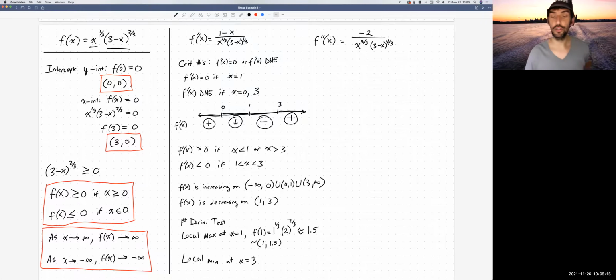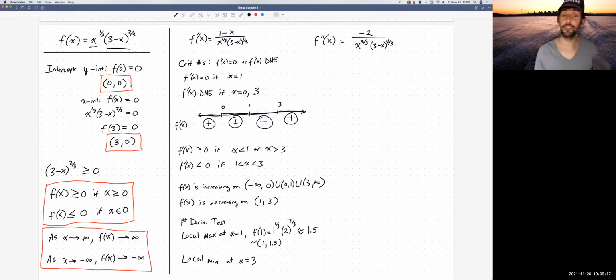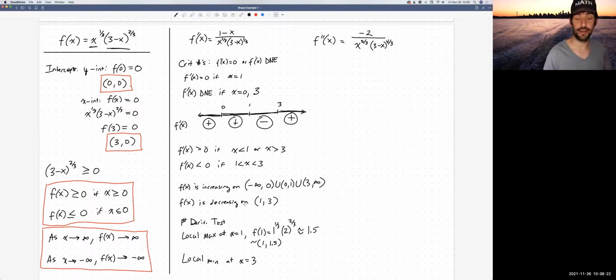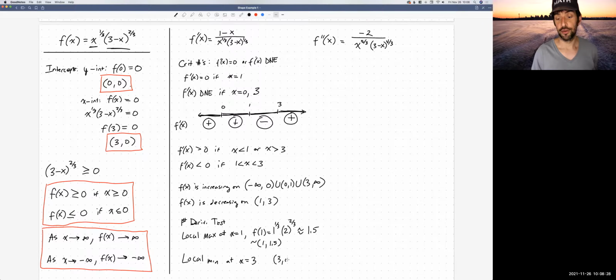And so we have a local minimum there. This is one of those critical points where the derivative doesn't exist, so we think maybe there's a corner there, something like that. But in any event, the first derivative test tells us there's a local min at x equals 3. And we already know that point. That was one of our intercepts, (3, 0).